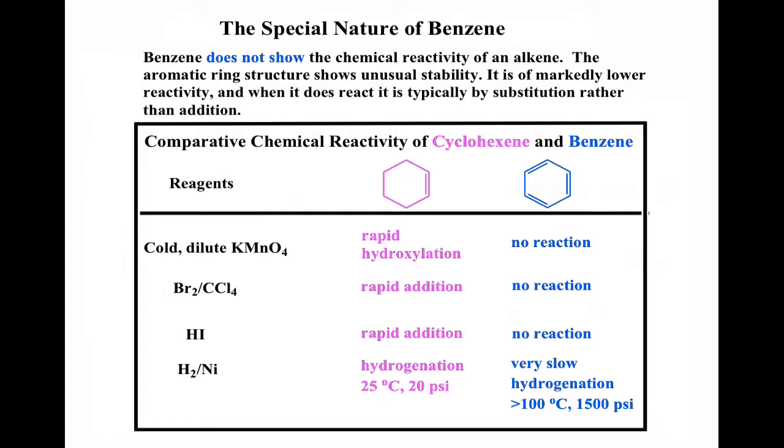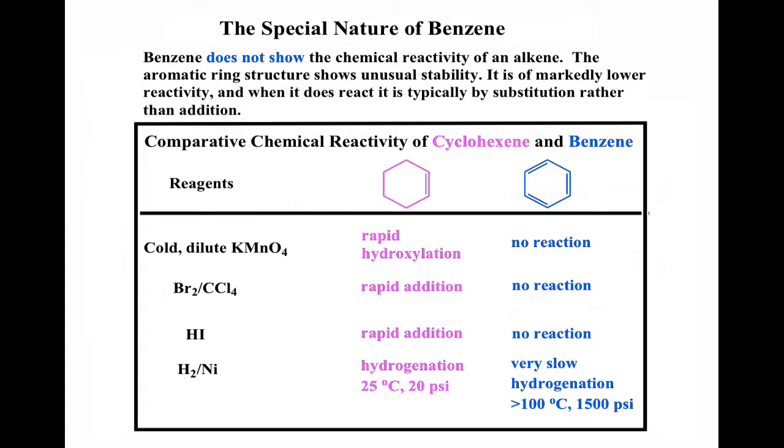If I take hydrogen, in this case they're using nickel as the catalyst, not palladium, but I can hydrogenate this at room temperature and just a little bit of hydrogen gas. In fact, I don't even have to have it at 20 psi. I can just use a little kid's balloon full of hydrogen and put on top of it, and it'll hydrogenate this thing. But to get benzene to hydrogenate, I can do it, but look what I have to do. I have to heat this thing up to over 100 degrees Celsius, and I have to put on it 1,500 pounds per square inch of hydrogen pressure.